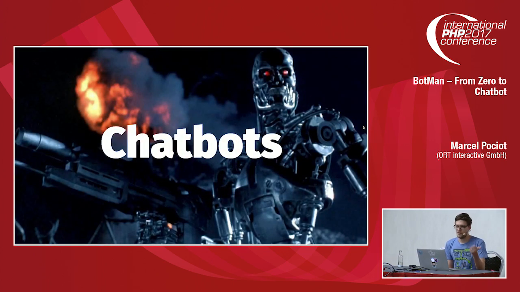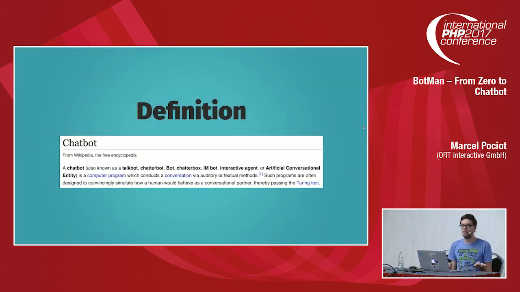Let's talk about chatbots. They're not as evil as the T1000 in here. So let's start with the definition of a chatbot. According to Wikipedia, a chatbot is a computer program that conducts a conversation, and the conversation is either in an audio or textual representation. Also, Wikipedia says that the chatbot should pass the Turing test, so that it should act as a human and convince the user that it's a human person.